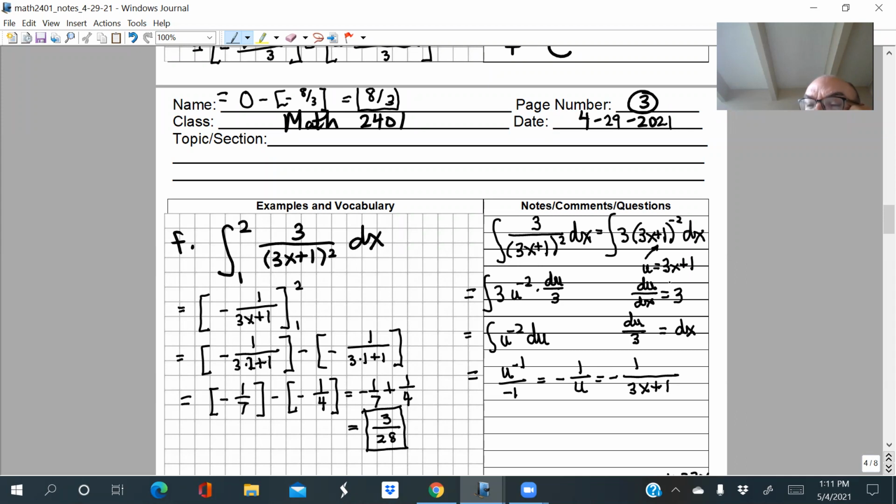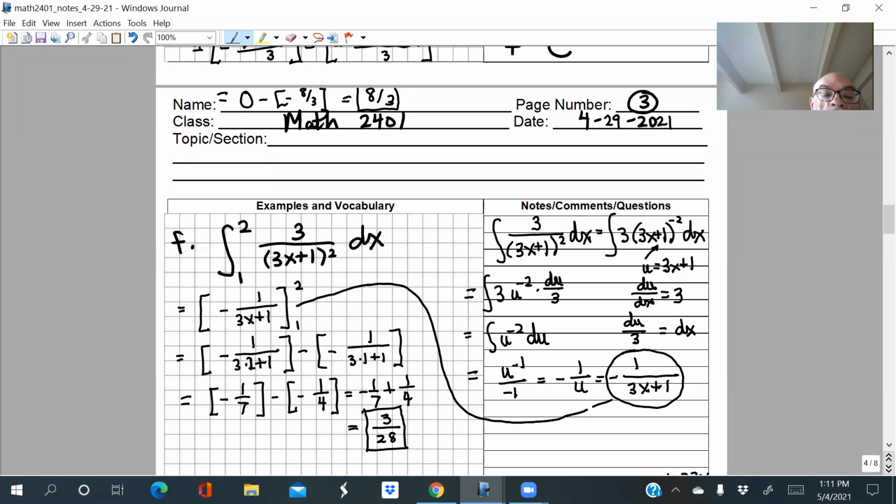But what was u equal to? That was 3x plus 1. So finally, there is my antiderivative, minus 1 over 3x plus 1. And that now is what I will use to evaluate the definite integral. So you're going to plug 2 into minus 1 over 3x plus 1. You're going to plug 1 into 1 over the 3x plus 1. That's what I've done here. And you take the difference in those two quantities. When you do the arithmetic, you end up with, if I did this right, 3/28.